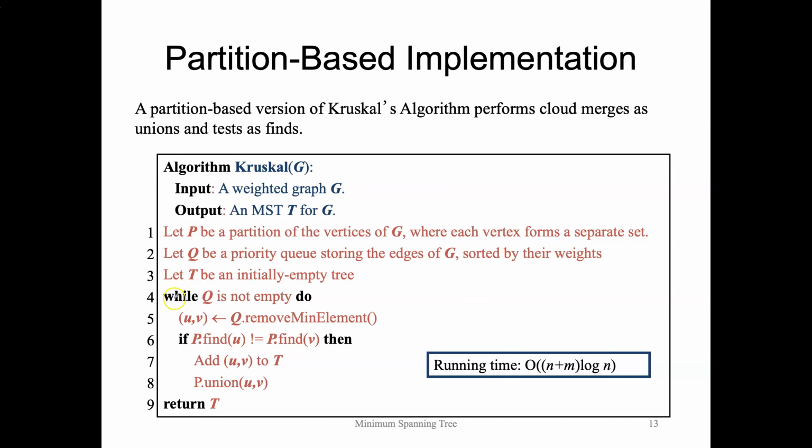And we'll go through every edge in the priority queue by ascending weight. So we'll remove whichever element is smallest. So how often do we have to do this? Checking to see if Q is not empty will cost a total of m. We'll make m calls to remove the minimum element. So the total cost of all the times we're going to call this line is m log m.